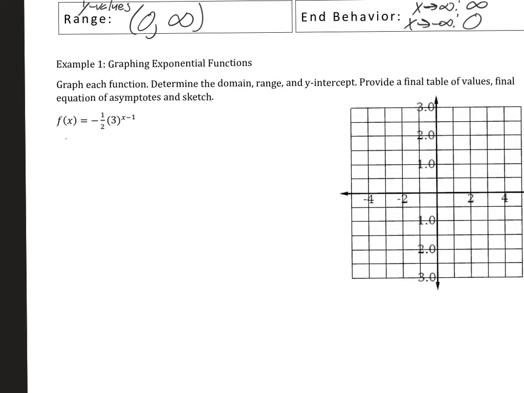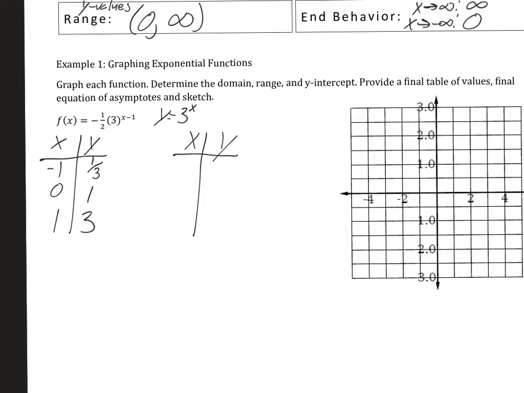Thinking about this again, I'm going to write out what my parent function should be. So here, I want to know what's happening as y equals 3 to the x power. So I have -1, 0, and +1. Now let's plug those in for x. So I have 3 to the -1st power, that's the same thing as 1/3. 3 to the 0 power is 1. 3 to the 1st power is 3.